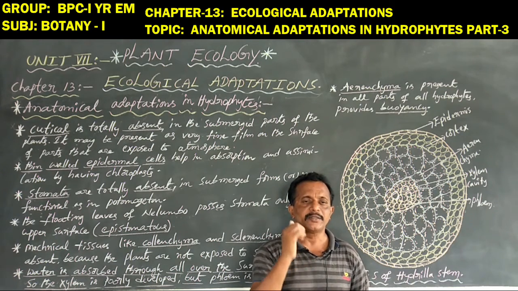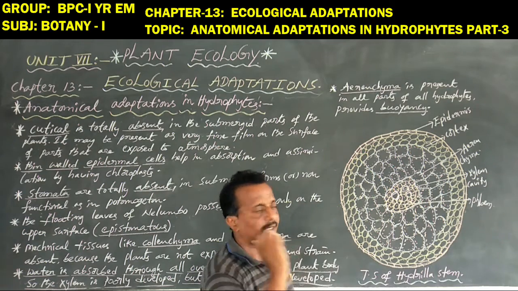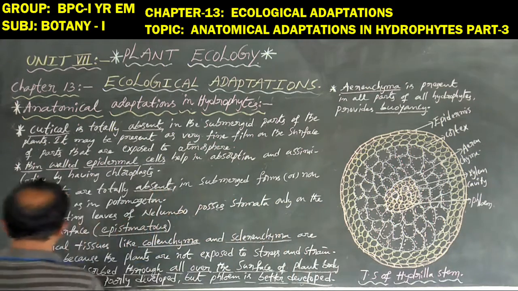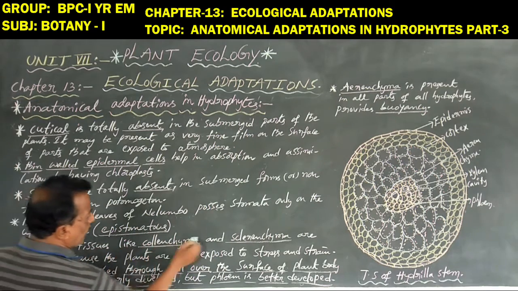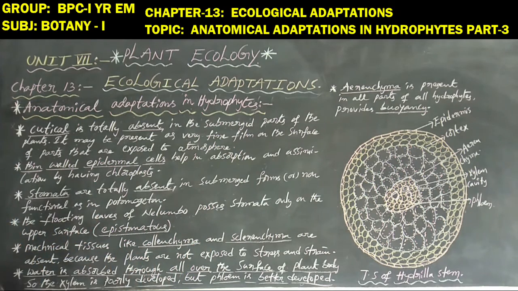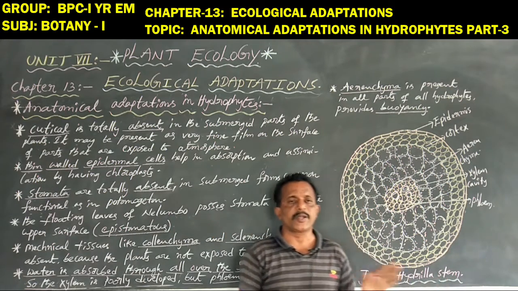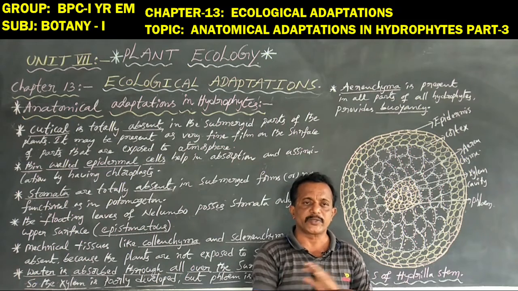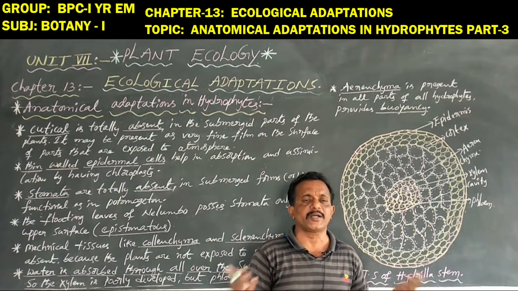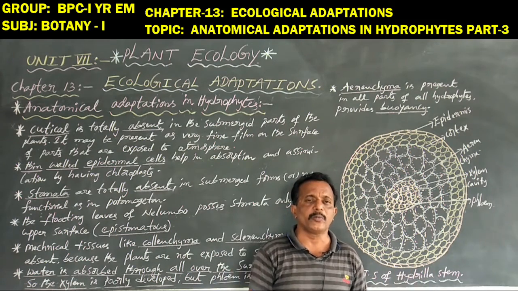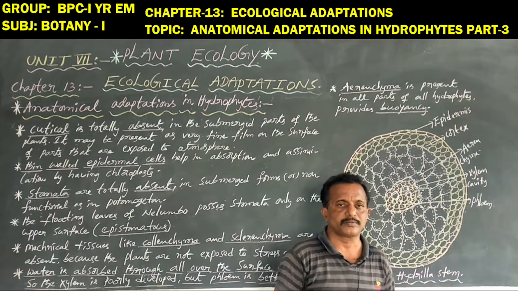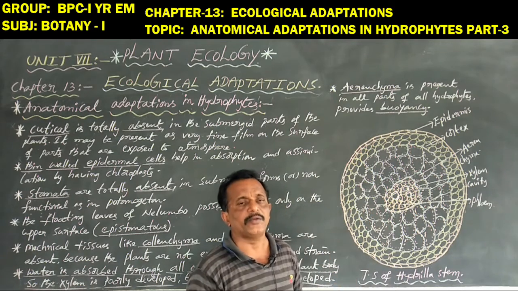Sclerenchyma and collenchyma are totally absent. These are the mechanical tissues. The mechanical tissues collenchyma and sclerenchyma are absent because the plants are not exposed to stress and strain. Why? Because poorly developed mechanical tissues are enough for plants that grow in water.